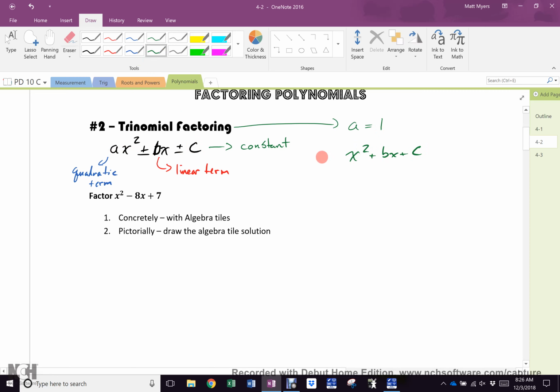Is everybody good? All right. Now, if we are going to do this with a drawing, we need to break this trinomial down into the rectangle, yes? Now, have a good look at that.